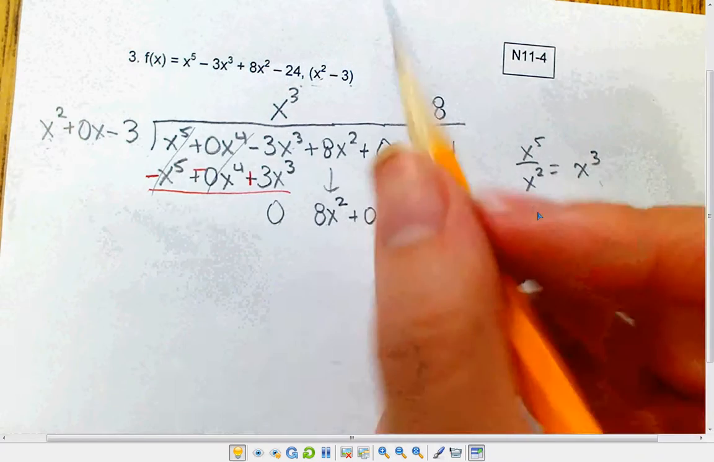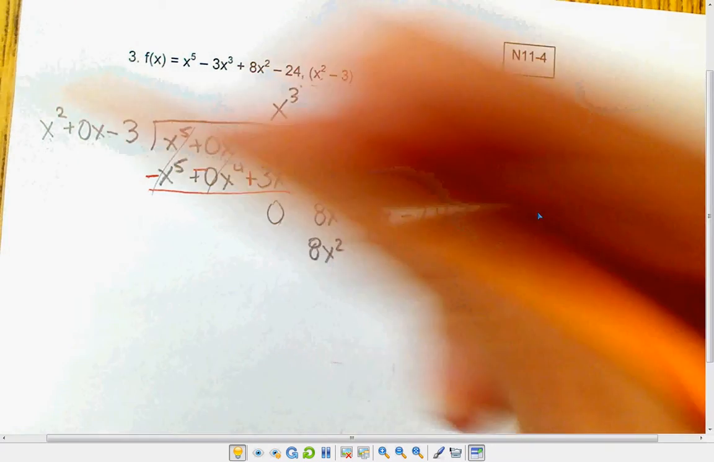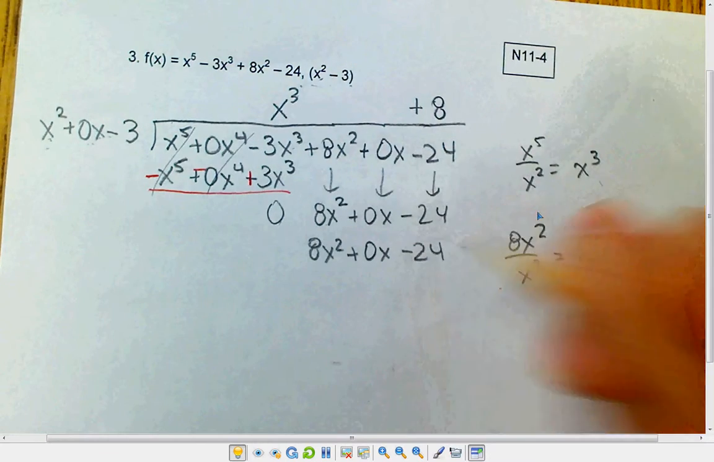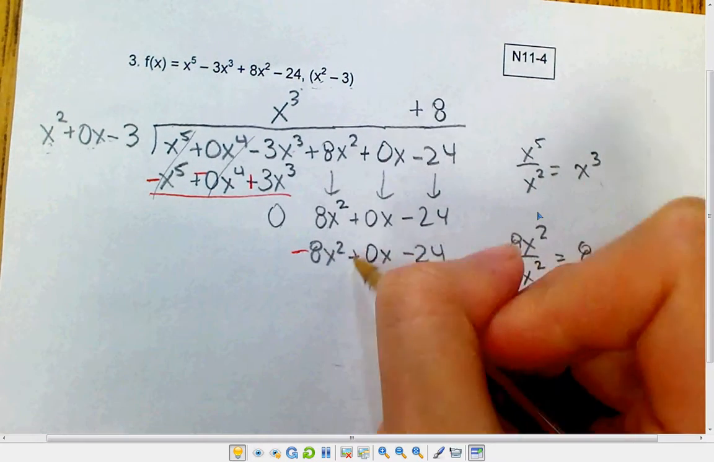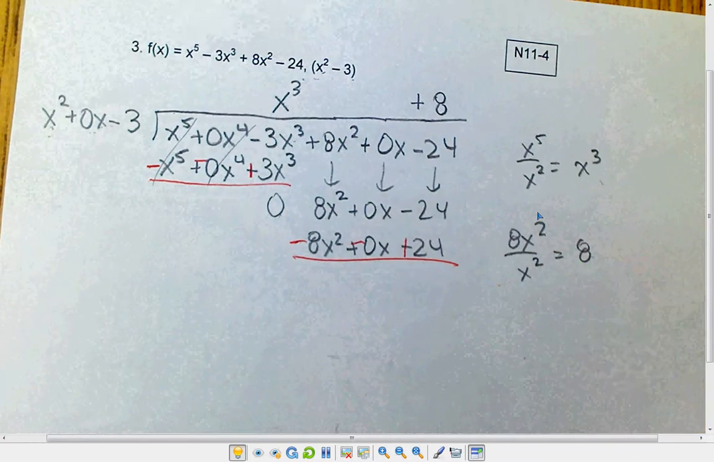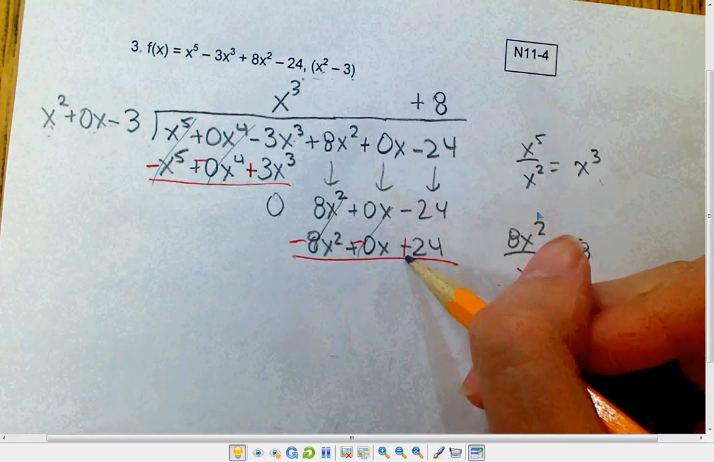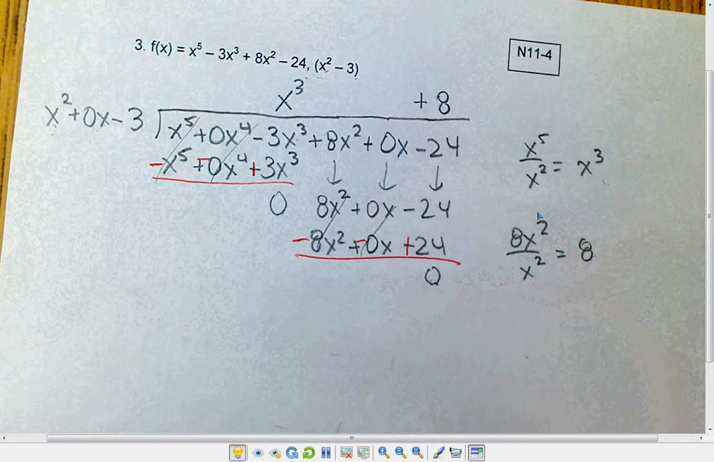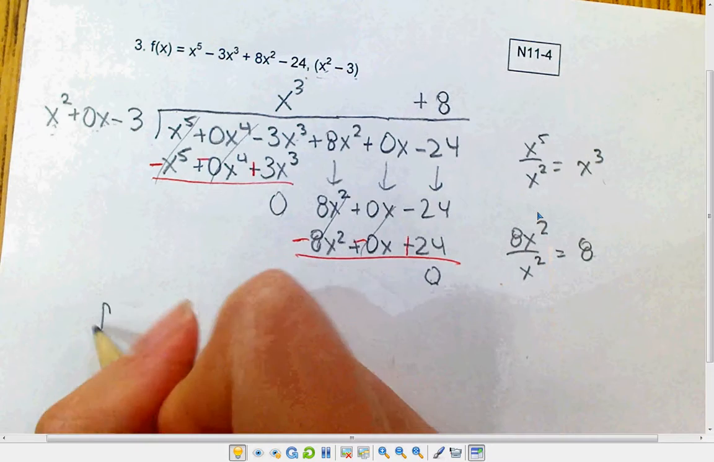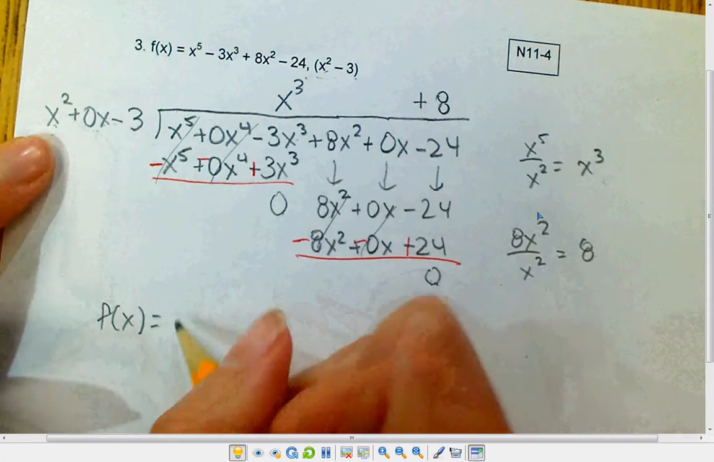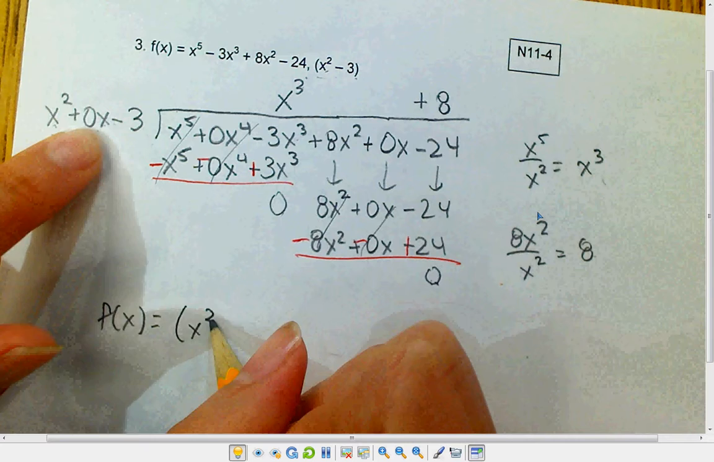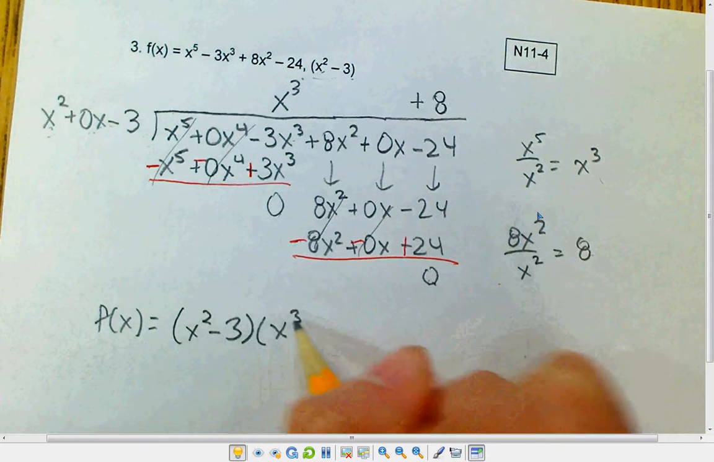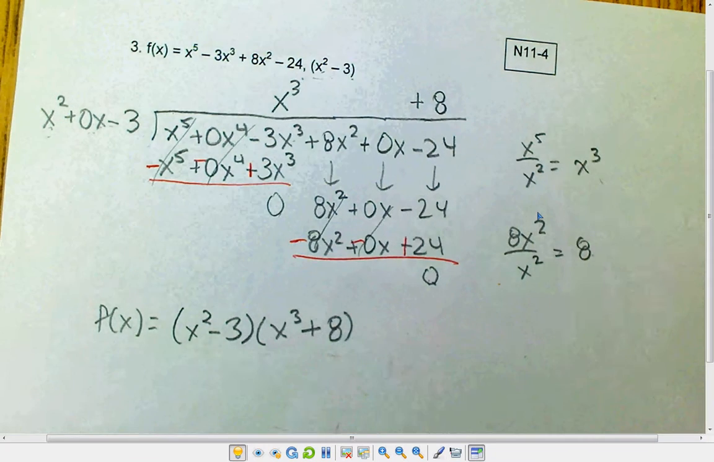And I'm going to do 8 times x squared, which is 8x squared. 8 times 0x, which is 0x. 8 times negative 3, which is negative 24. Again, change all of our signs. Negative 24 plus 24 also cancel out to give you 0. So you should have a remainder of 0. So I know that I can rewrite my f of x as, I have x squared, now that I have my answer I don't need to write the 0 anymore, so minus 3. And also x to the 3rd plus 8.